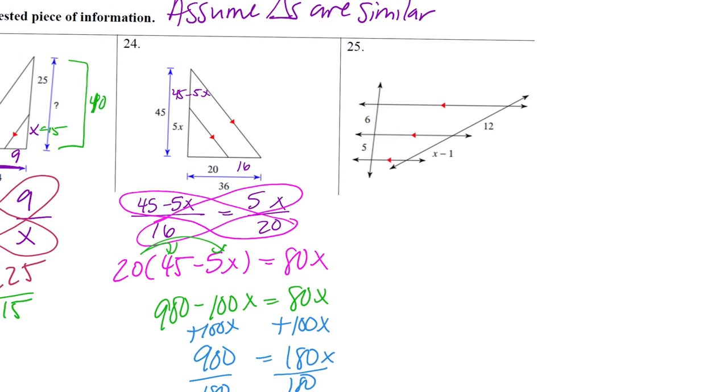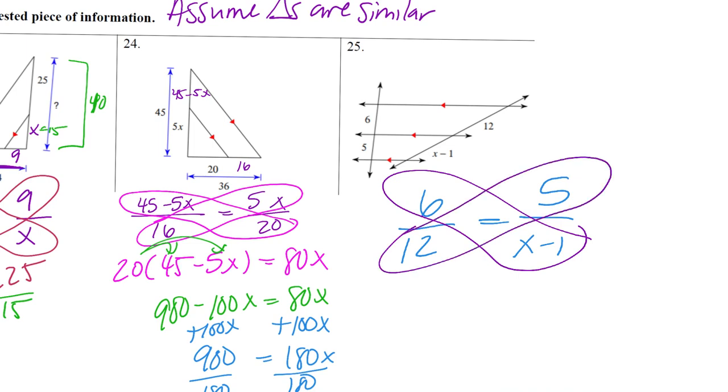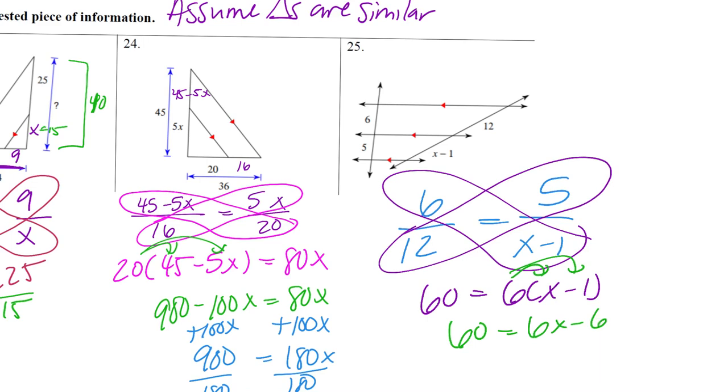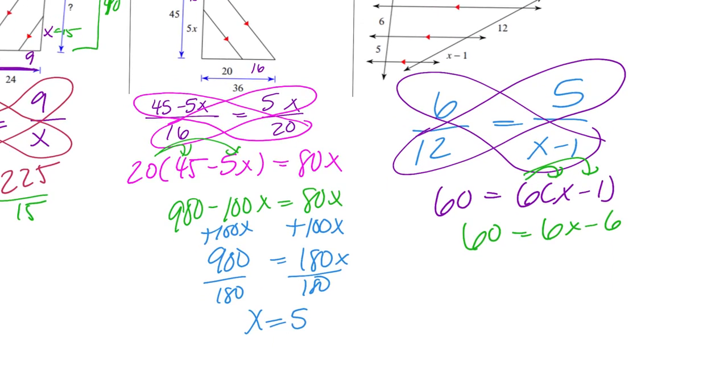And last one, same idea. So 6 over 12 equals 5 over x minus 1. We want to cross multiply. 12 times 5 is 60 equals 6 times x minus 1. Distribute. So 60 equals 6x minus 6. Now we want to solve. So we want to add 6. 66 equals 6x. Divide by 6 on both sides. X equals 11.